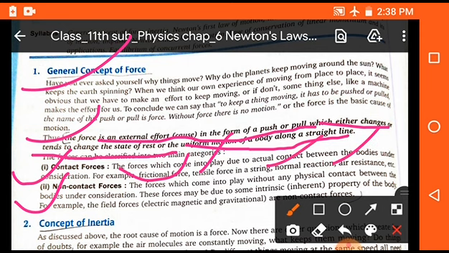Non-contact forces are the forces which come into play without any physical contact between two bodies. That means here there is no contact between the two bodies, yet a force is generated between these two objects. For example, electric, magnetic, and gravitational forces.